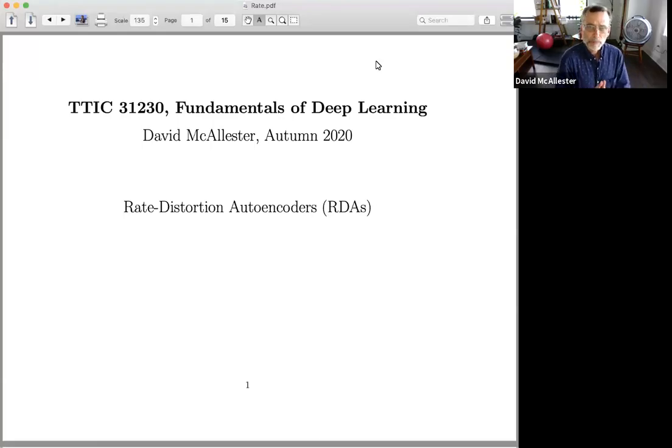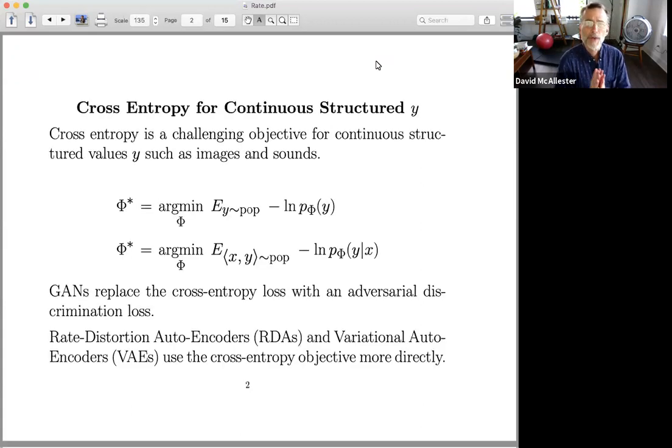Hi. Now we're going to do 2 units on something I'm calling rate distortion autoencoders. And then we'll move on in the next section to variational autoencoders. So let's first review where we are.